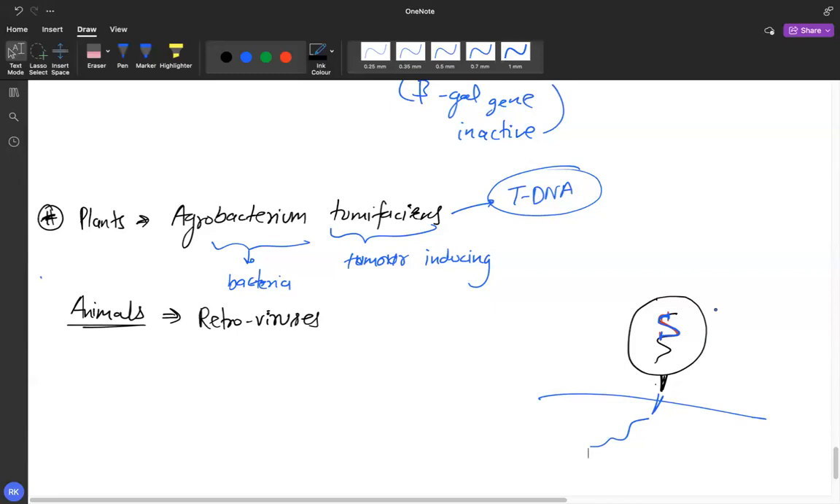We can send a gene inside to make its product, or to take the place of a non-functional gene. We can do these things. But to kill an army of viruses which has already been inside the body, by this method we can't do that. Make sense? So we use retroviruses here. We also use adenoviruses to do biotechnology in animal cells.